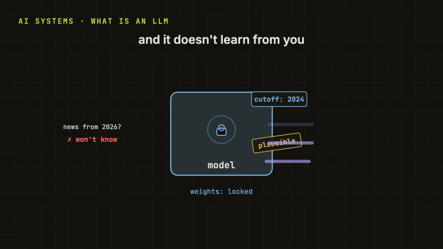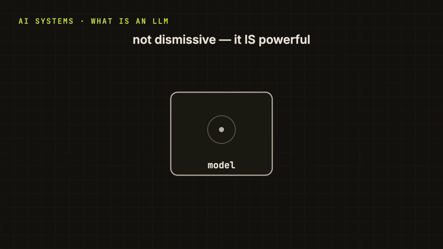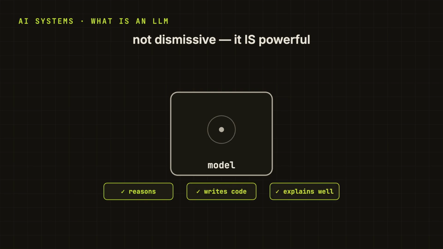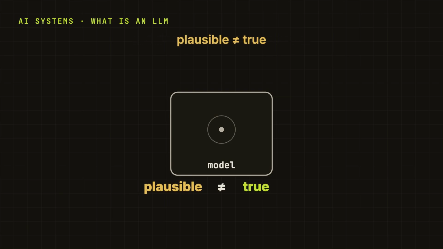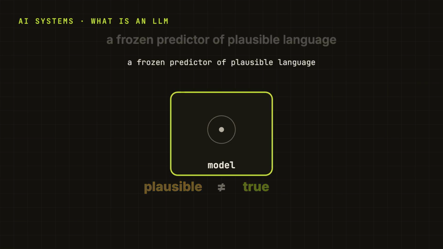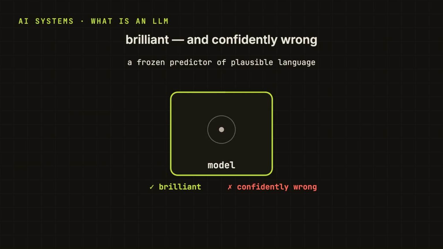And that same frozenness means it doesn't learn from your chats either. You can talk to it all day, the model itself never changes. And look, I don't want to be dismissive here, because "it's just predicting words" really undersells what it can do. Predicting the next word at this scale gives you something genuinely powerful. It reasons through a lot, it writes code, it explains things really well. The one honest line to hold is just this: predicting what's plausible is not the same as knowing what's true. Keep that, and it mostly stops surprising you. So, a frozen predictor of plausible language, that's how it can be brilliant and confidently wrong in the very same answer.